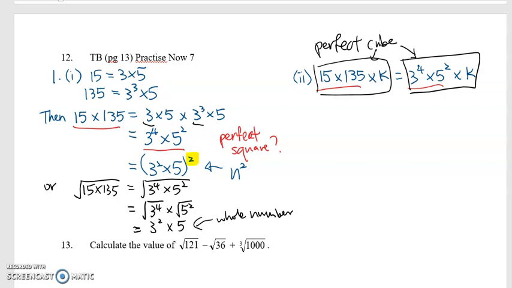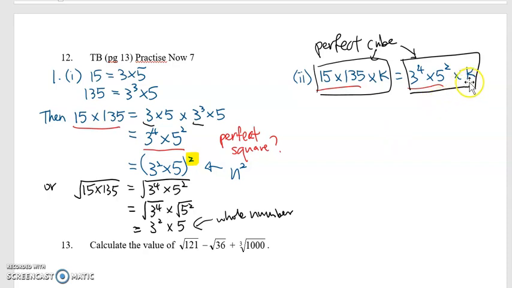It's similar to the perfect square, but instead of having to write it as n square, it must be n cube. So now the powers of 3 and 5, the power here has to be a multiple of 3 in order for it to be a perfect cube. Whereas for a perfect square, I want my powers to be multiples of 2. So how do I make 3 to the power of 4 become a 3 to the power of a number that is a multiple of 3?